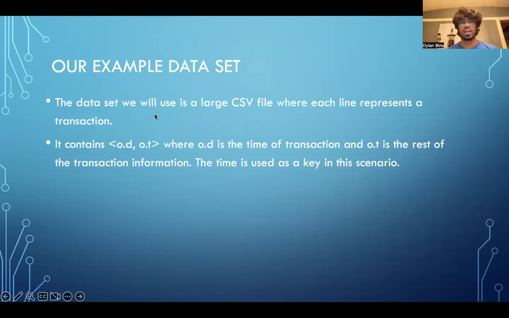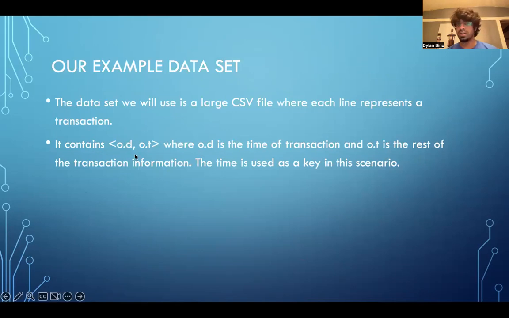So we're going to look at a data set, which is basically a large CSV file, and each line in the CSV file represents a transaction. It will be in this format, OD and OT, where OD is the time of this transaction, and OT is the rest of the transaction, such as the sender ID and anything else that might be involved.